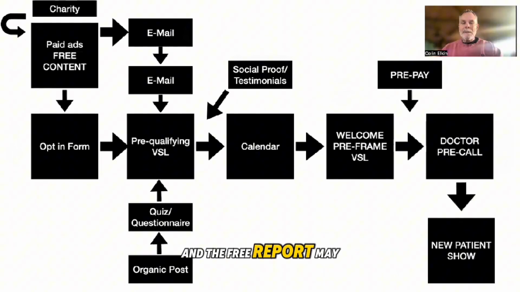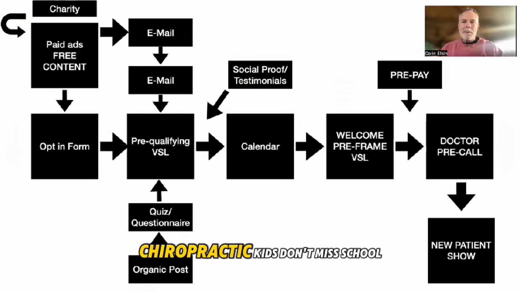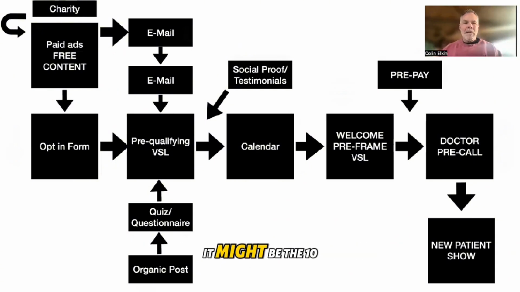And the free report may be the top 10 reasons why children don't get sick, or the top 10 reasons why chiropractic kids don't miss school. It might be the 10 reasons why chiropractic patients don't have trouble losing weight. Something to do with that. So you're running an ad to a free report, but they have to give their contact information, name, email, and phone number, to download that free report.